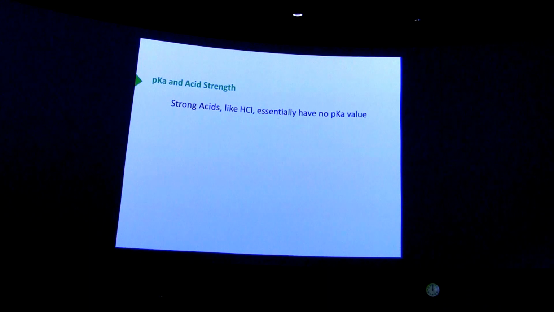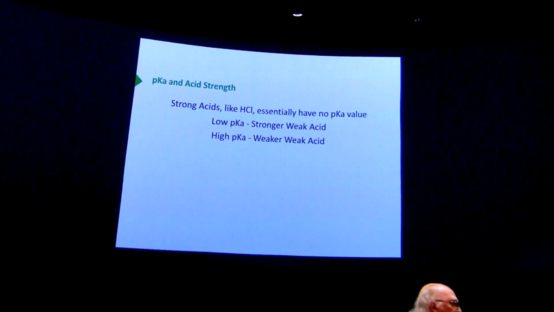Okay. So strong acids, as I say here, like HCl, have no pKa value, essentially. They completely ionize. We put them in water, we get all protons, we get all chloride. There's no pKa associated with that. pKa values are valuable for telling us the relative strength of a weak acid. The lower the pKa value for a weak acid, the stronger that weak acid will be. The higher the pKa, the weaker the weak acid will be.